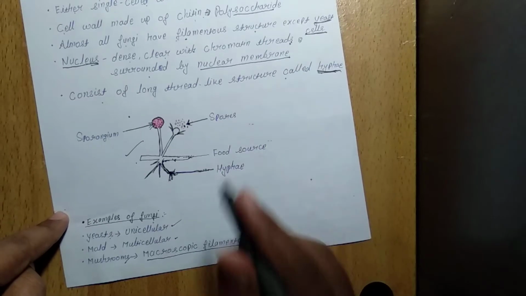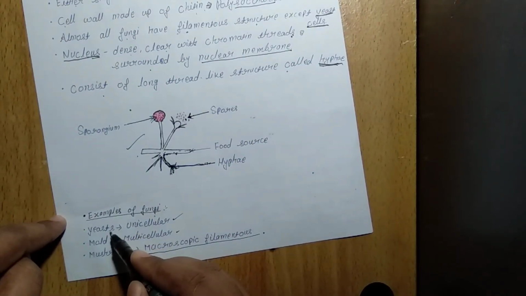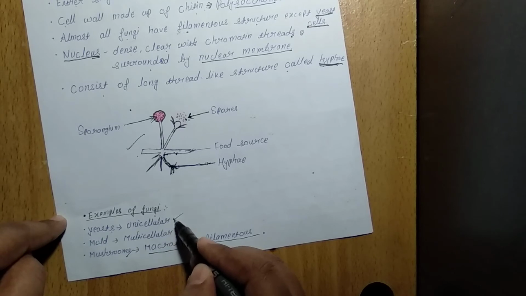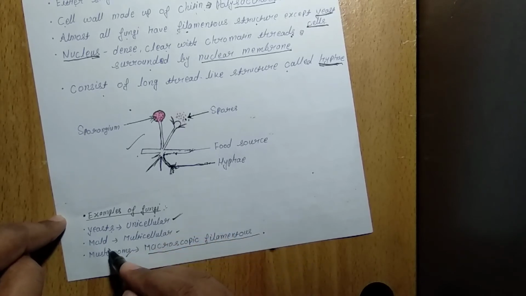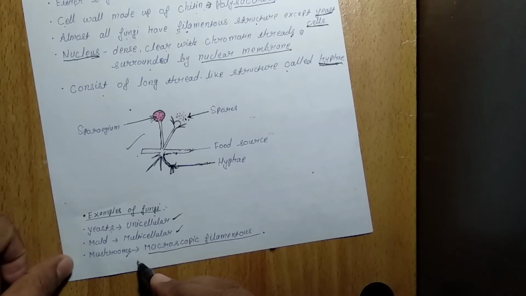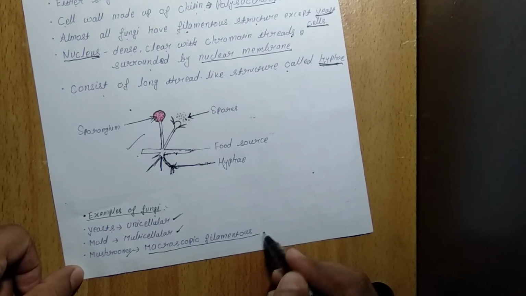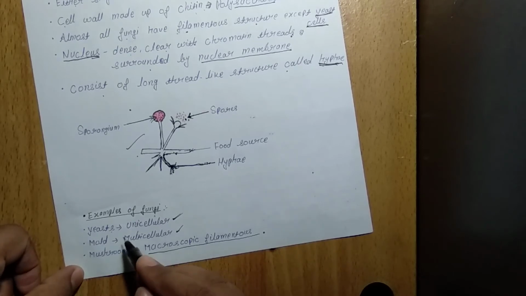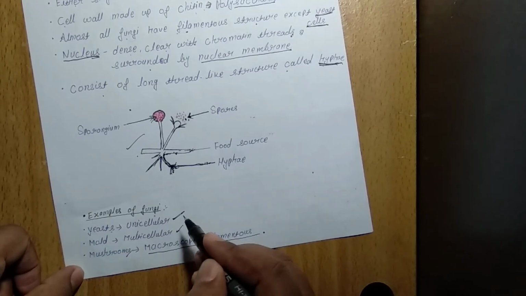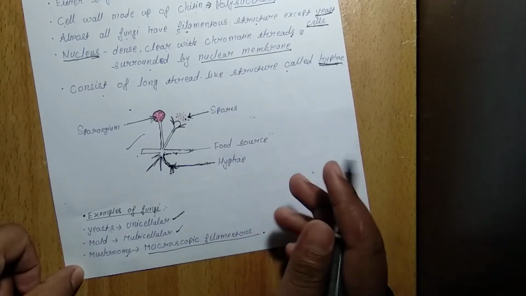Now, here are examples of fungi. Yeast is a unicellular fungus. Mold is a multicellular fungus. And mushroom is a macroscopic filamentous fungus. Yeast is the exception, which is not a filamentous fungus.